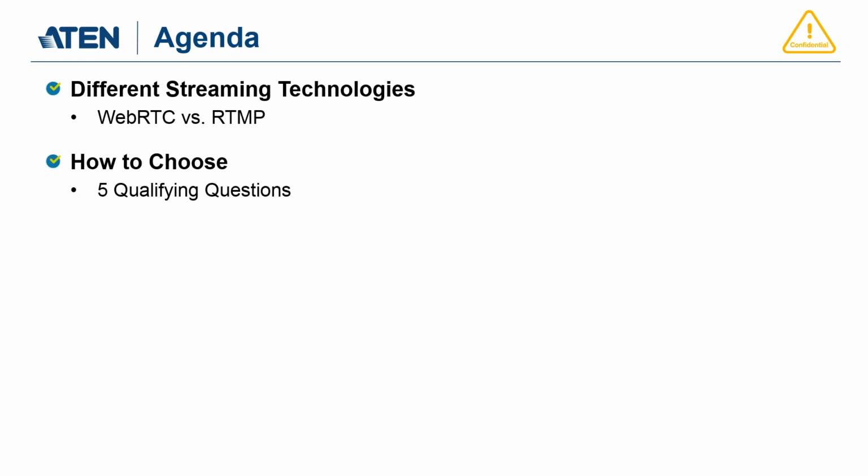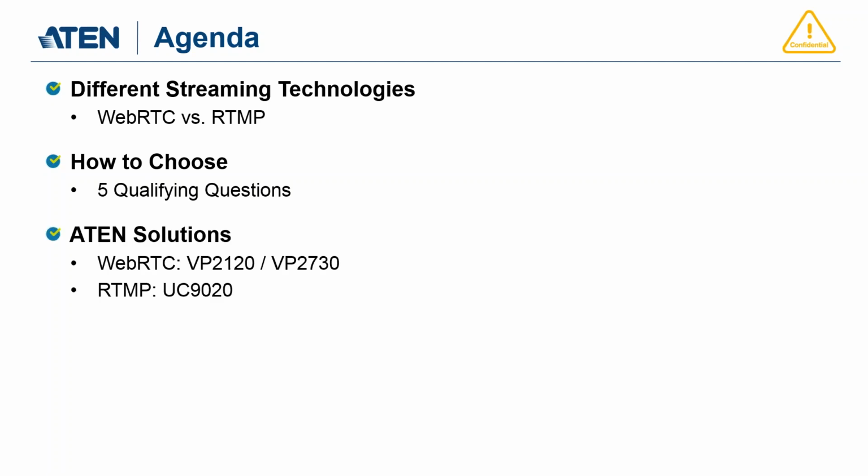And then after knowing the foundations and characteristics of these two different technologies, we will bring up 5 qualifying questions to help you decide which one you should choose for different applications. And then, of course, the most important thing is we provide solutions for both WebRTC, which will be our VP presentation switch series, as well as RTMP, which is our UC9020.